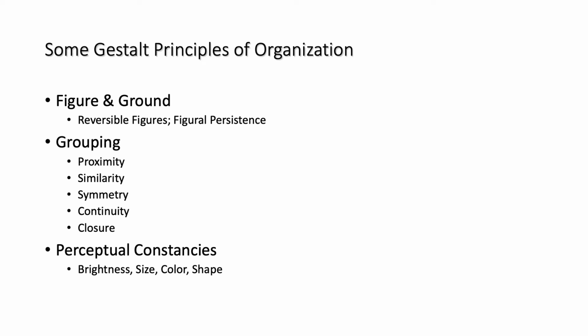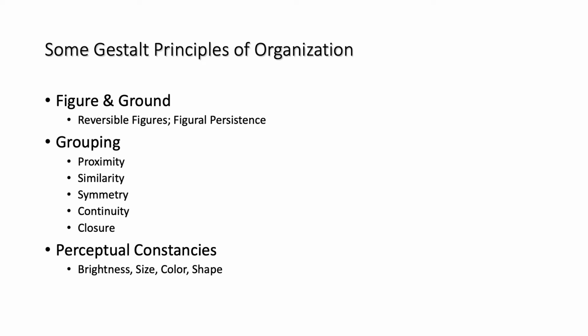But there are a number of things we do to help us figure out what the figure is. We use the principle of proximity to group things together that are close together. So if things are close together, we'll tend to perceive them as part of the same figure. We group similar things together. So you're going to see some slides where I give you some examples of the grouping principle of similarity. We tend to see symmetrical things as being figures. We see continuous things as being figures. We see things that are closed and separate from the rest of the field as figures as well.